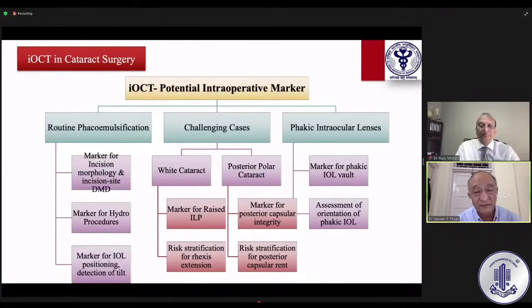Then the intraocular lens, where we never had the visibility of where the lens was resting. What is the dynamicity of the intraocular lens in relation to the posterior capsule when you implant? Can we assess the tilt and its position during your surgery when you make the chamber tighter or loosen the chamber? The same thing I'll cover in the challenging cases also, especially white cataract and posterior polar cataracts.